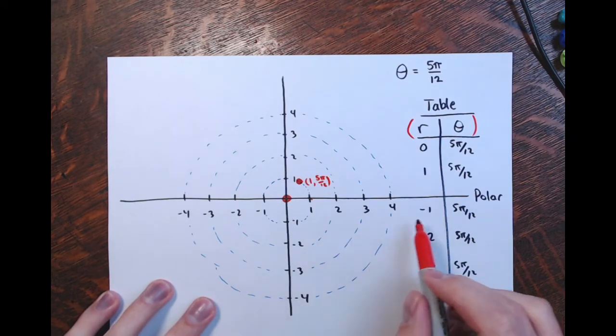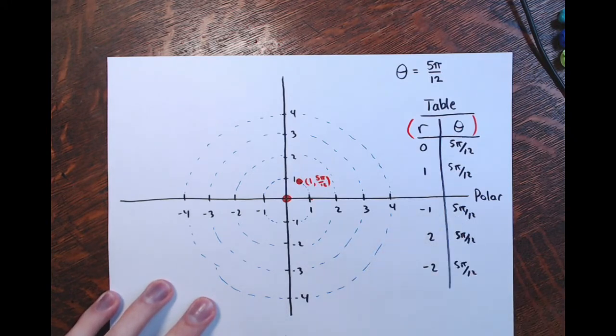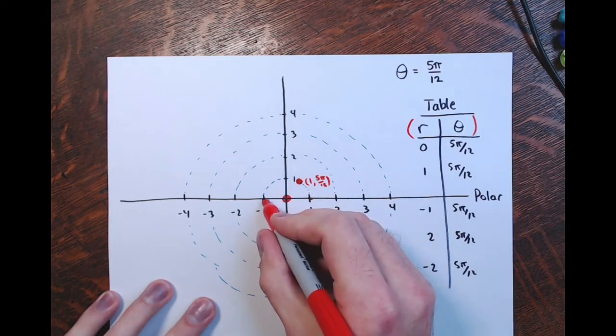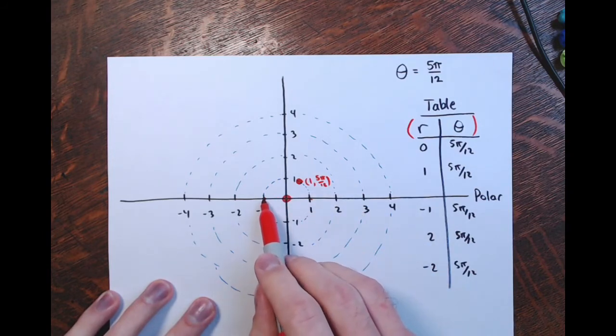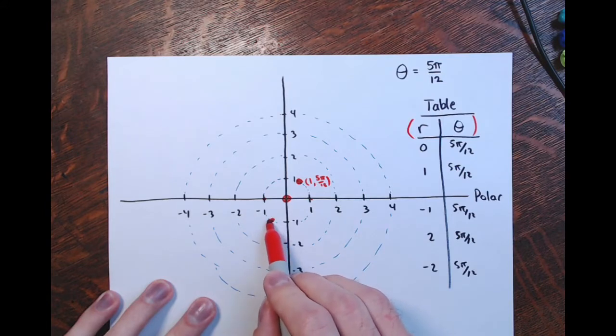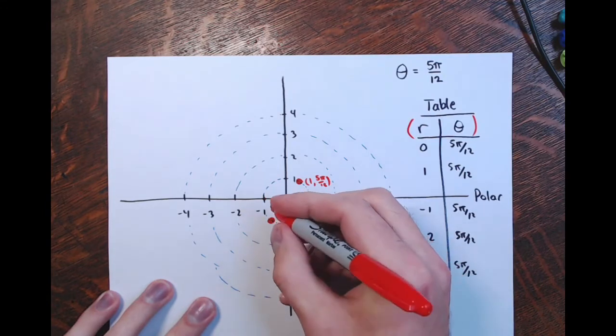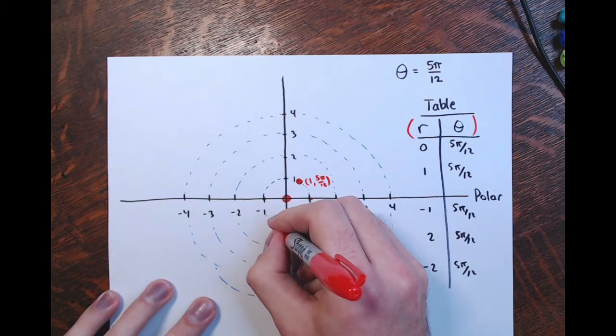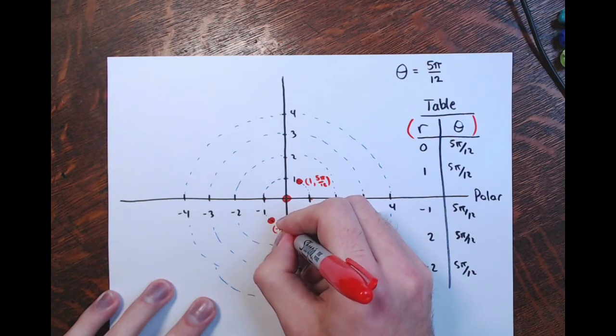How about -1 comma 5 pi over 12? I go to -1 on the polar axis, starting over here, and then travel 5 pi over 12, 75 degrees in the counterclockwise direction on this circle. So that's about here. Here's -1 comma 5 pi over 12. And you may notice something already.